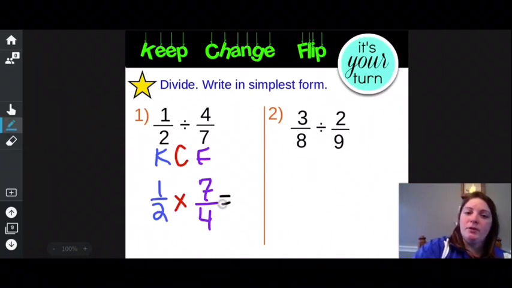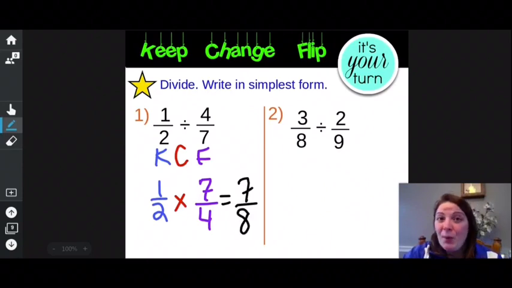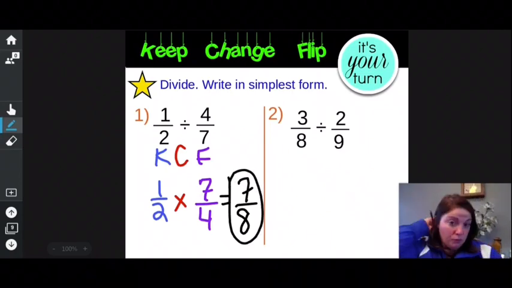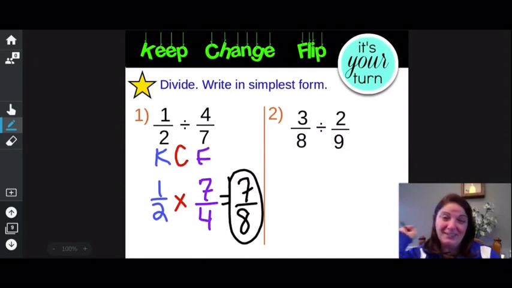1 times 7 is 7. 2 times 4 is 8. And I know I can't simplify that because 7 and 8 are next to each other on a number line. So it's already in simplest form. How'd you do? All right, let's look at number 2.